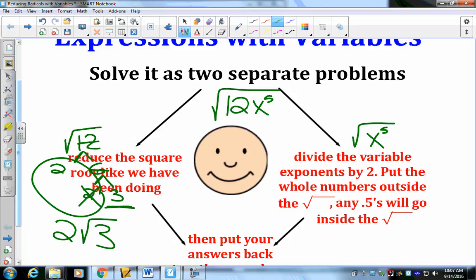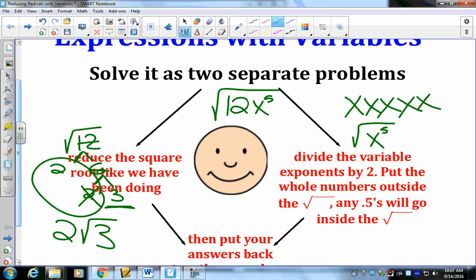Now let's talk about what to do with variables, and I'm going to go through two different methods on how to do this. If I'm reducing the square root of x to the fifth, I need to first figure out what I have underneath. X to the fifth is what? It's 5 x's. 1, 2, 3, 4, 5.